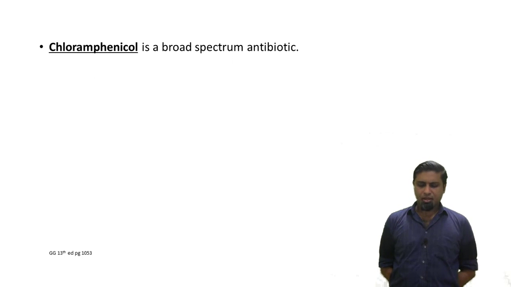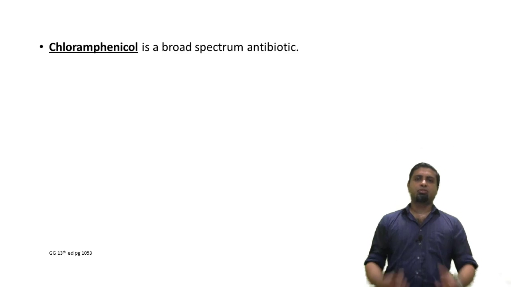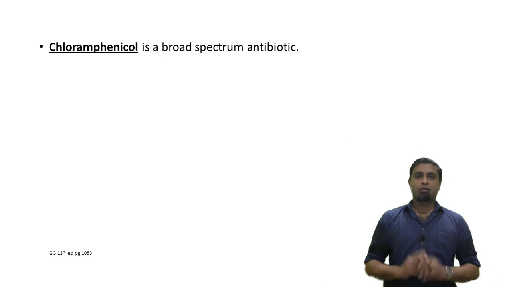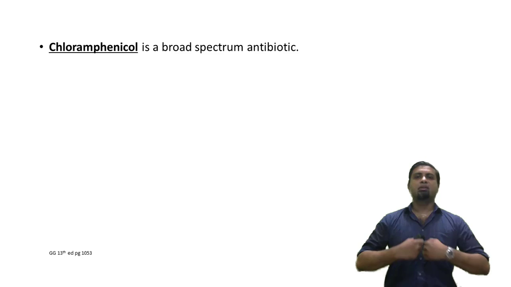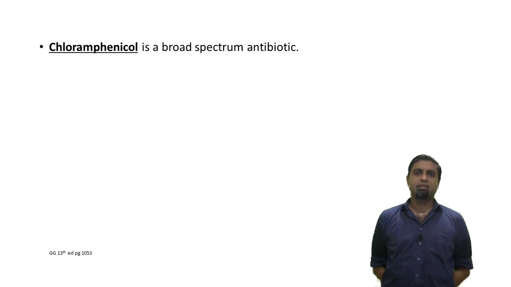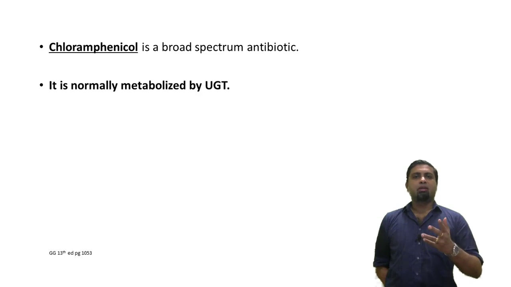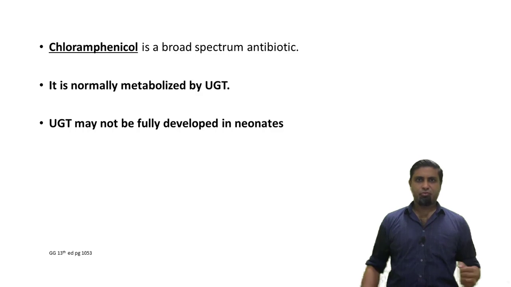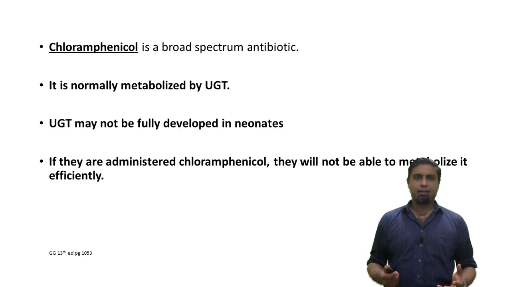Right. Now regarding glucuronidation, any discussion about glucuronidation would invariably lead to a discussion on chloramphenicol. Now, chloramphenicol is a broad-spectrum antibiotic, which means that it can kill a wide variety of bacteria. Normally, chloramphenicol is metabolized by UGT. But in neonates, UGT is poorly developed, and therefore neonates are not going to metabolize chloramphenicol that well.